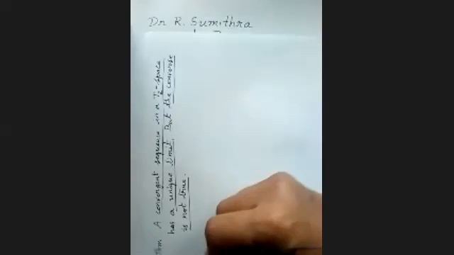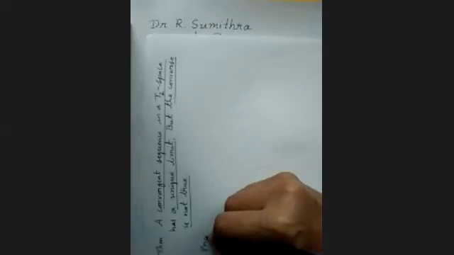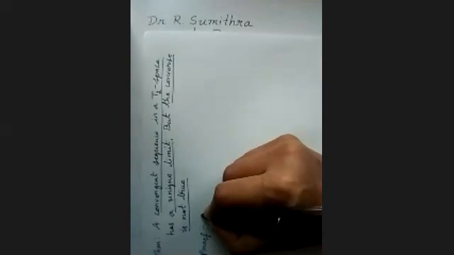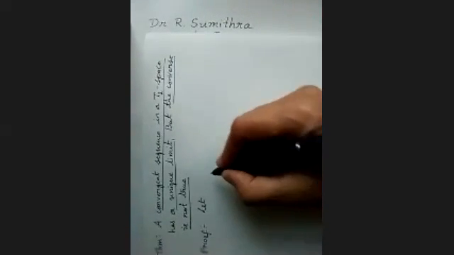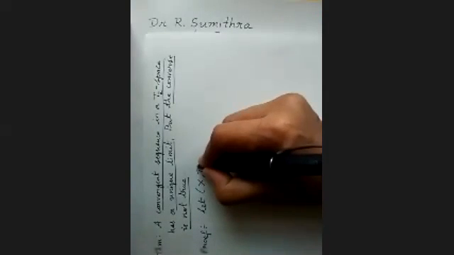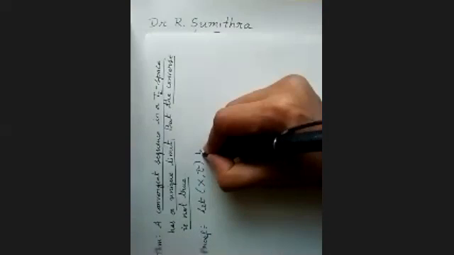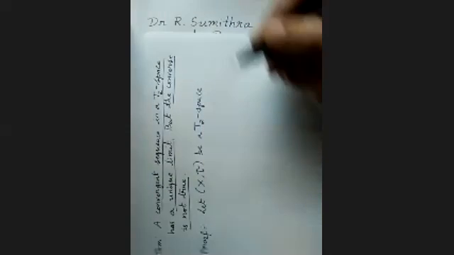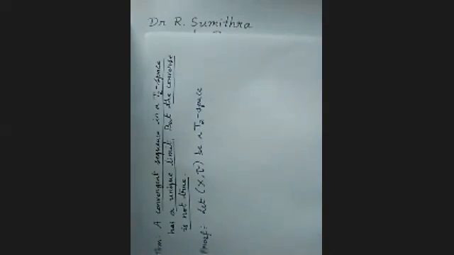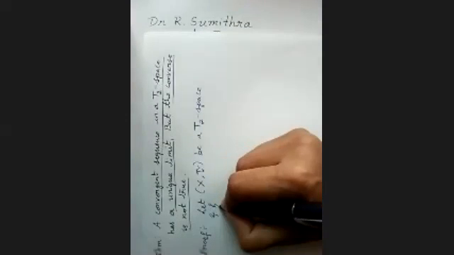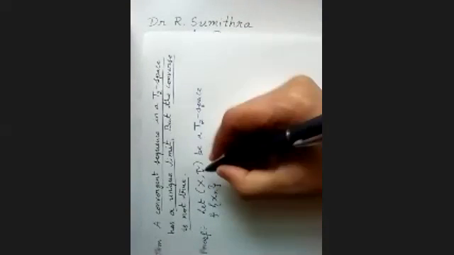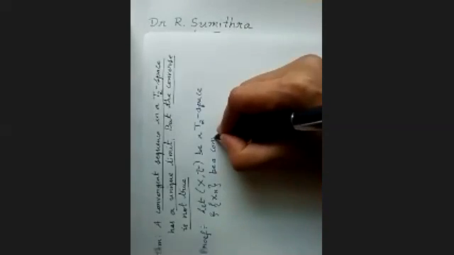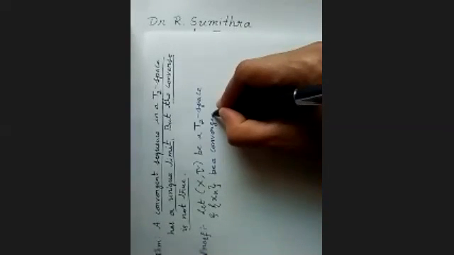Okay, so proof. First we'll prove the necessary part. Let (X, tau) be a T2 space. And let us take a convergent sequence. Let xn be a convergent sequence.